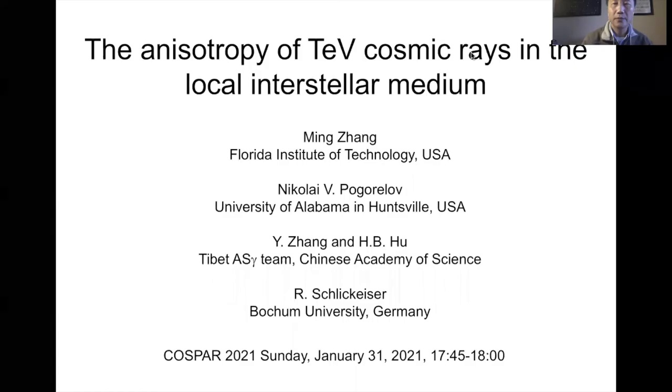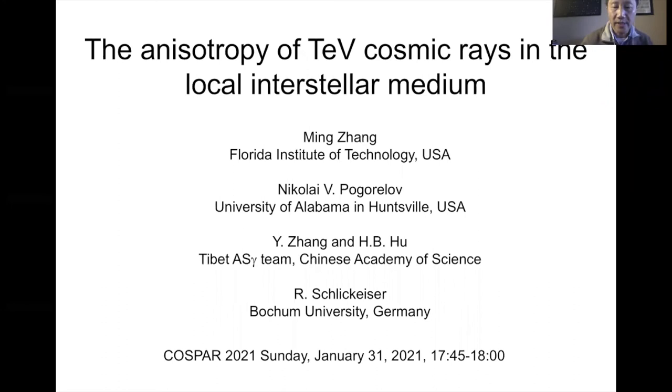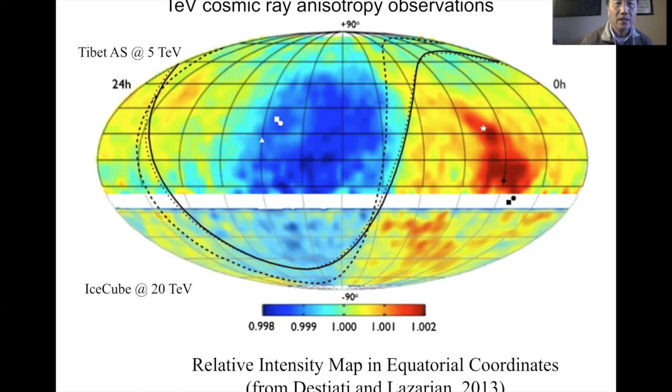I'm going to present a work to determine anisotropy of cosmic rays in the local interstellar medium. Here is the combined map of Tibet and IceCube at 5 TeV and 20 TeV. And the pattern of cosmic ray anisotropy looks complicated.